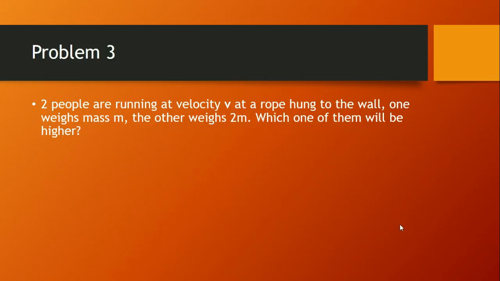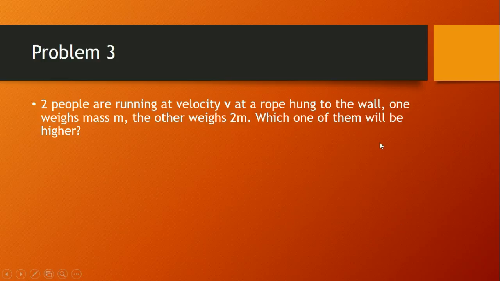So here is a cool problem that is really challenging and difficult. This is actually from a practice AP exam that I was taking. This problem is really tricky, but it all has to do with the same type of principle, the conservation of energy. So two people are running at velocity v at a rope hung to the wall.